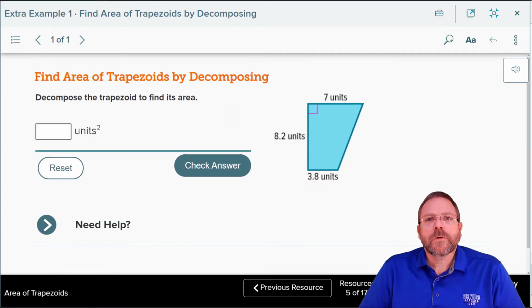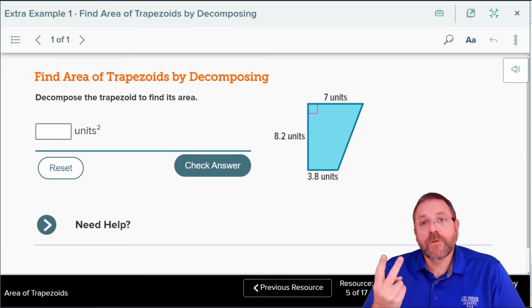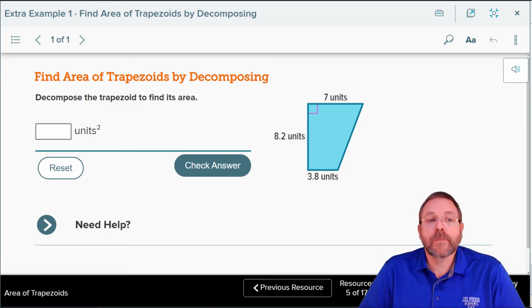Now it's going to be your turn to pause this video and decompose this trapezoid. You can only have 2 figures in it when you decompose it. Find the area of each figure, add them up to find the total area.